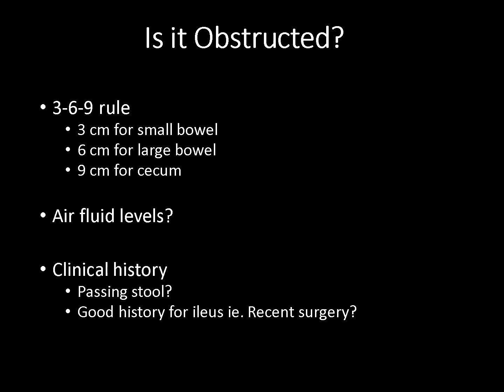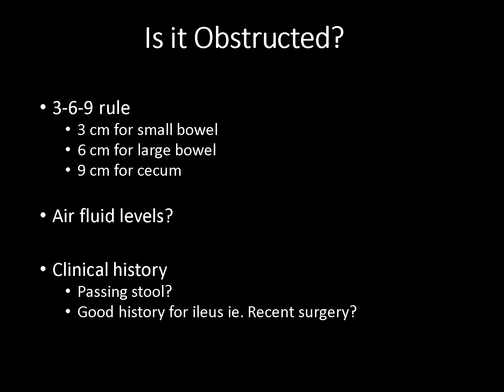The next thing we would look for is air fluid levels. If there are multiple scattered air fluid levels, particularly if they're at different levels, that can give us an indication that there might be some degree of obstruction going on. It's not a super specific sign. It can be seen in ileus as well, but it is a useful supporting finding.